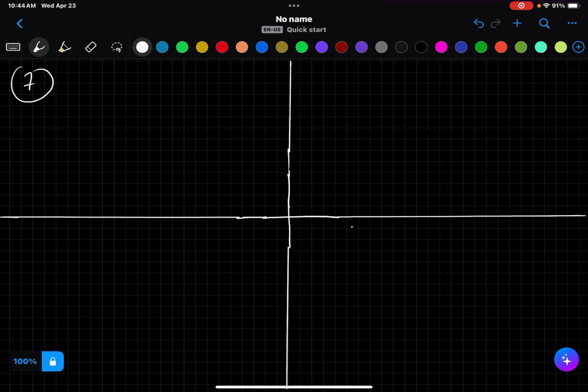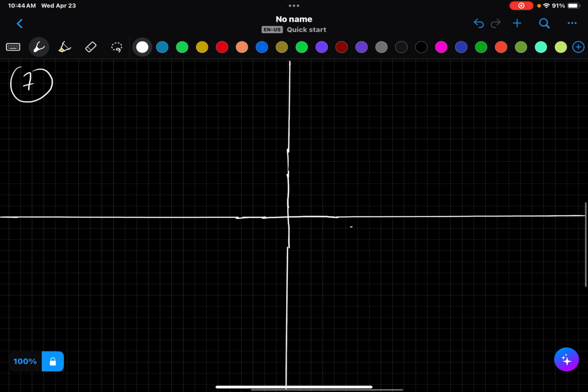Here we are going to be reflecting. So let's see here. You have point U here. You have point E here. And then you have point X here. So you've got this triangle here. And they're asking you to reflect this across the y-axis. Now the y-axis is this one right here. It's this central line here. So we're going to be reflecting across that.